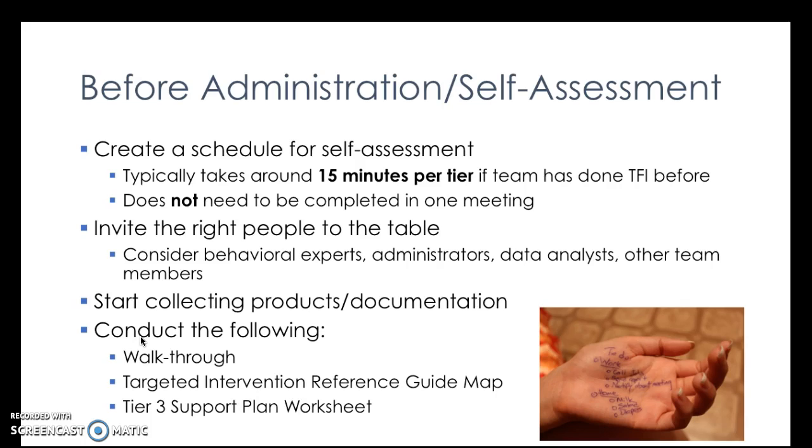And it's especially important to have membership from all 3 tiers, experts from all 3 tiers who know what's going on within each of those tiers so that they can provide that critical information and communication to other team members. The TFI does look at products and documentation to support the decision making and the self-rating, and so you'll want to start collecting products and documentation to have ready for the conversation. And then there are 3 prep pieces, 1 piece for each tier within the TFI, and you'll want to have those conducted or completed before.